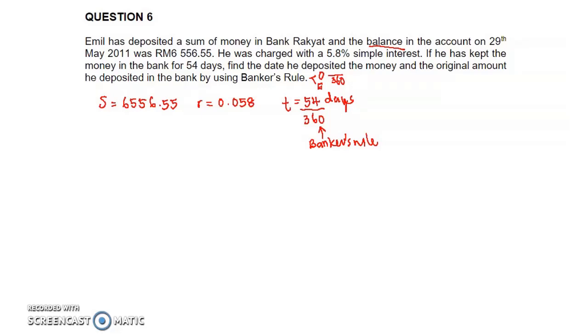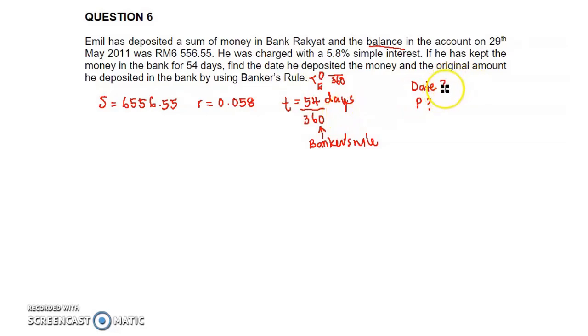Okay, find the date he deposited the money. So means that first we want to find when is the date and the original amount he deposited in the bank. So original amount means that value P. Okay, now how to find the date? Okay, so we know that kept the money for 54 days. Okay, so how to find the date?